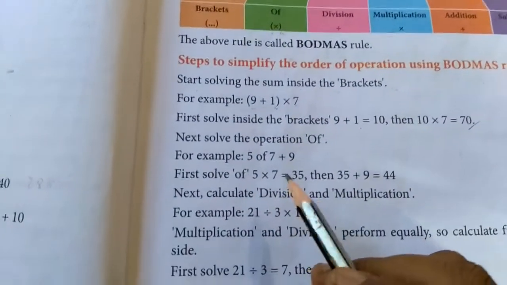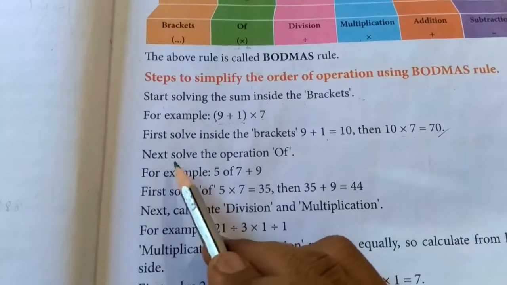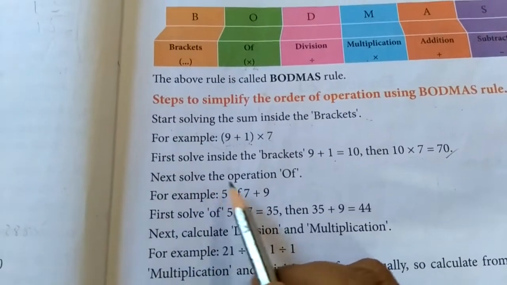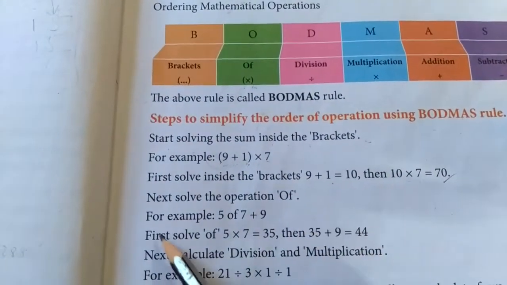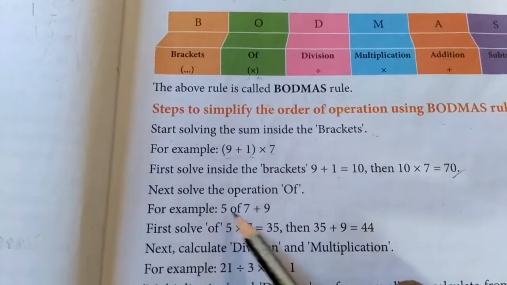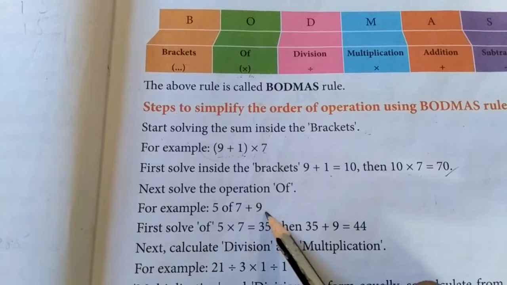Now, next, take an example. We will take an example to solve the operation of "of". So for example, 5 of 7 plus 9.